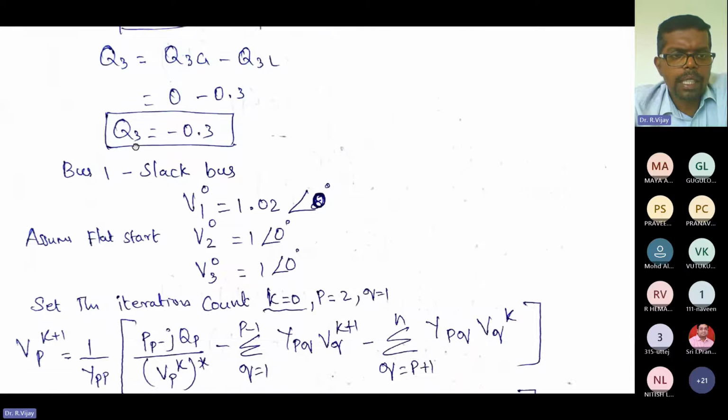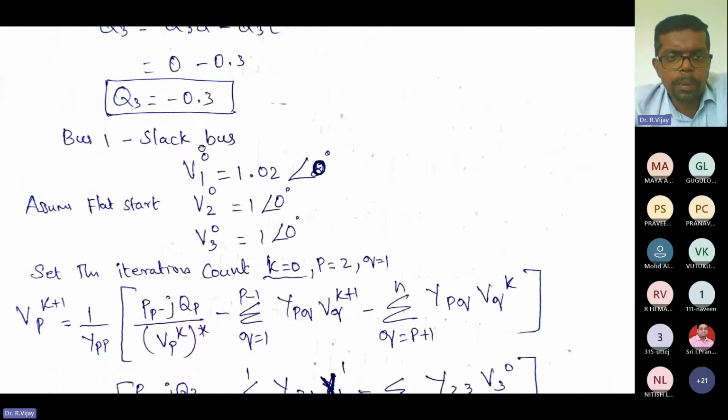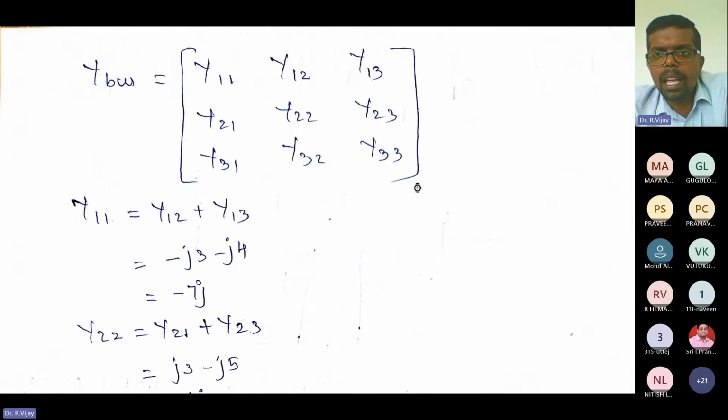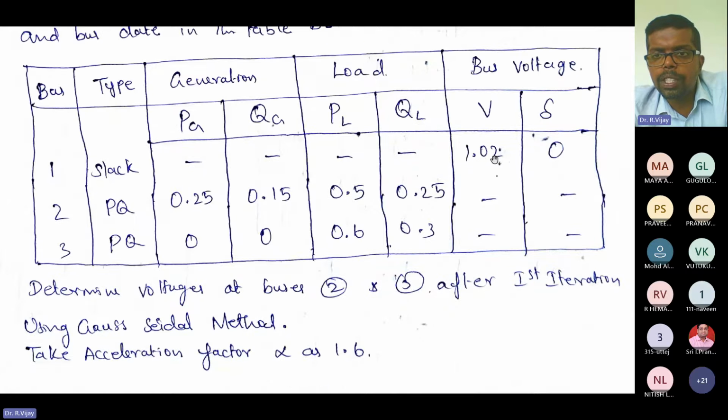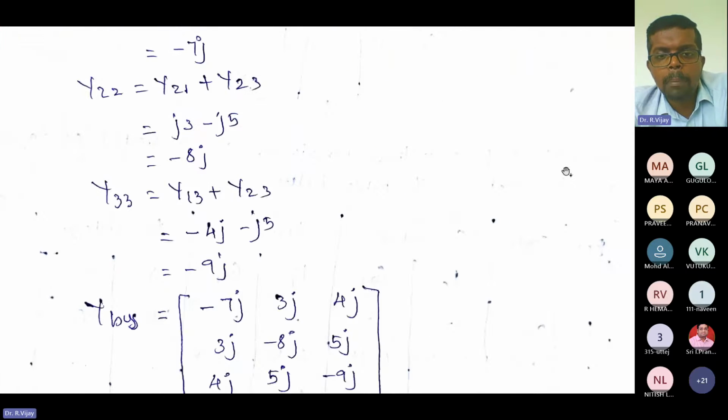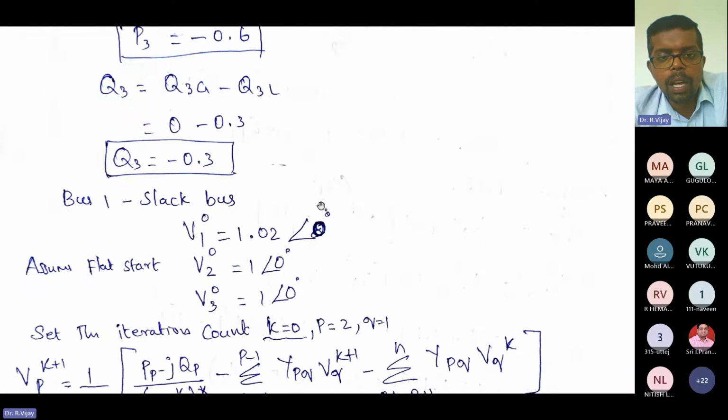Here, what is the next step? Step number 2, you need to start with the flat start. But here, you can't use a flat start for V1 because the V1 value is already mentioned in the problem itself: V1 is 1.02 at the angle of 0 degree. But the other voltages you need to make a flat start. So V2 naught is equal to 1 at the angle of 0 degree. V3 naught also 1 at the angle of 0 degree. That is the flat start.